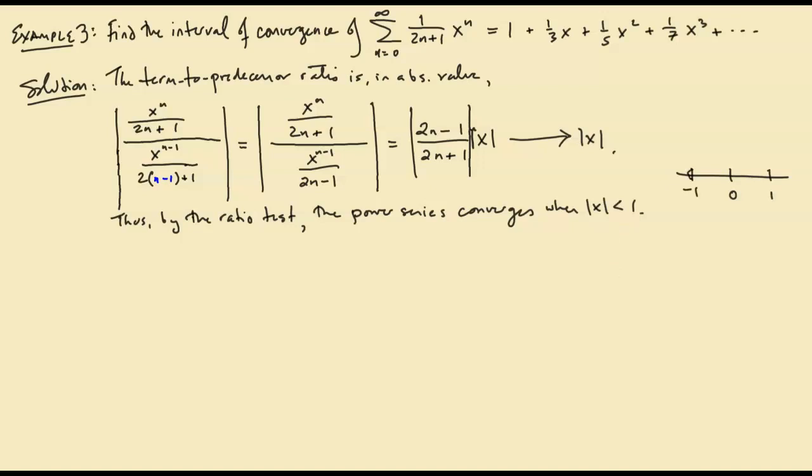We know that so long as it's in that interval, I don't know what happens at the endpoints, but so long as it's in that interval, I get convergence. And outside of that interval, I'm going to get a divergent series.